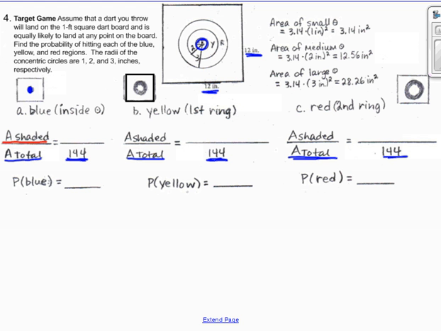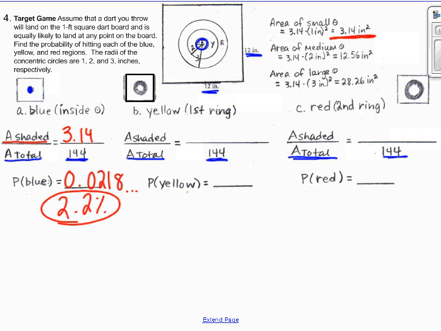To find the area of the shaded, I need to find the area of that bullseye, which they already did. So that's actually really nice. That's going to be 3.14 inches squared. So if I type into my calculator 3.14 divided by 144, what I would get is 0.0218, and so on. As a percent, that would be 2.2% if I round, because I moved my decimal point over twice. So that's getting the blue.